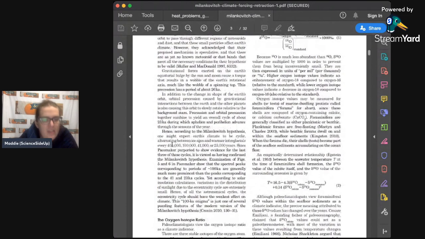Okay, I think this is where it was. Hence, according to the Milankovitch hypothesis, one might expect Earth's climate to be cyclic, alternating between ice ages and warmer interglacial periods. Since Pacemaker purported to show evidence for the last of these 3 cycles, it is viewed as having confirmed the Milankovitch hypothesis.